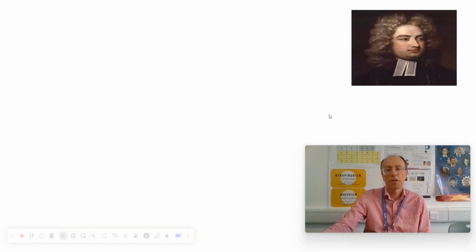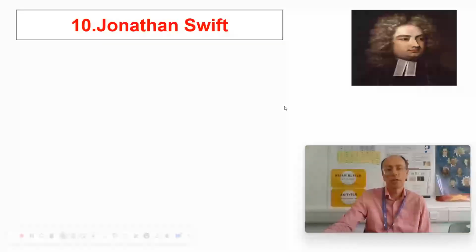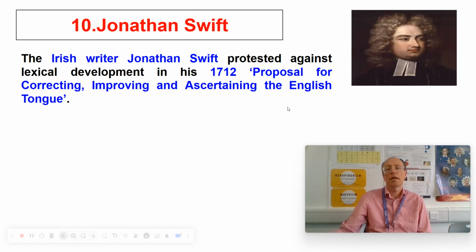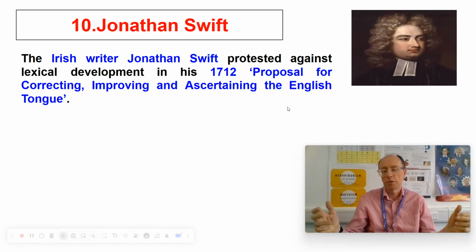We're now into our 10th language change concept, and hands up if you know who that is. Very good. So that is Jonathan Swift. So he is the Irish writer from Dublin, and he protested. He was a very famous writer, of course, the writer of Gulliver's Travels, one of the earliest English novels. And he didn't like what was happening in terms of vocabulary in the early 18th century. And he wrote a pamphlet which protested against lexical development in 1712.